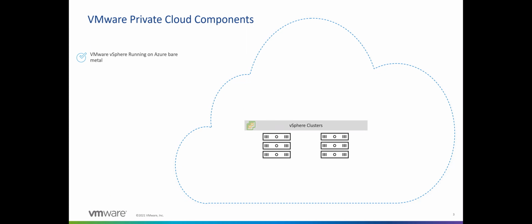vSphere is the virtualization platform on which you create and run your virtual machines. Just as you leverage vSphere on premises today, you can leverage vSphere on AVS to pool and manage the resources of multiple hosts and clusters. Since this recording, AVS has a minimum entry point of 3 hosts and a maximum of 96 hosts per AVS instance. In addition, you can deploy as many AVS private clouds as needed.